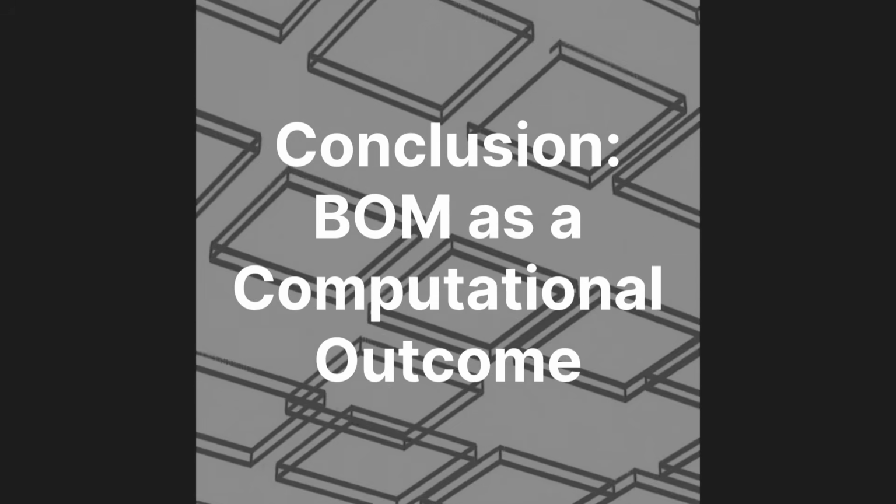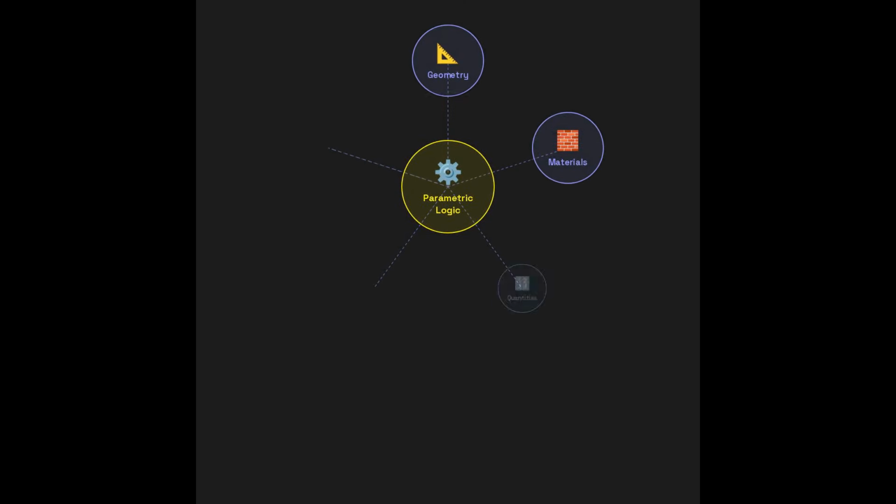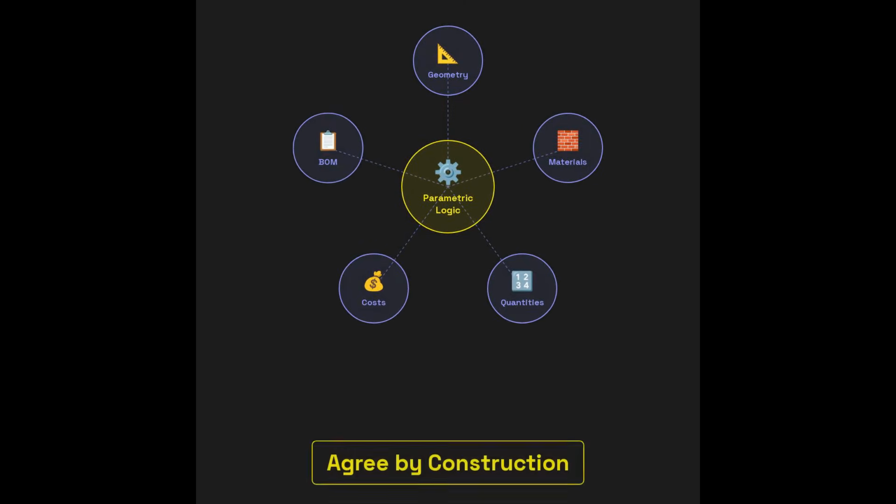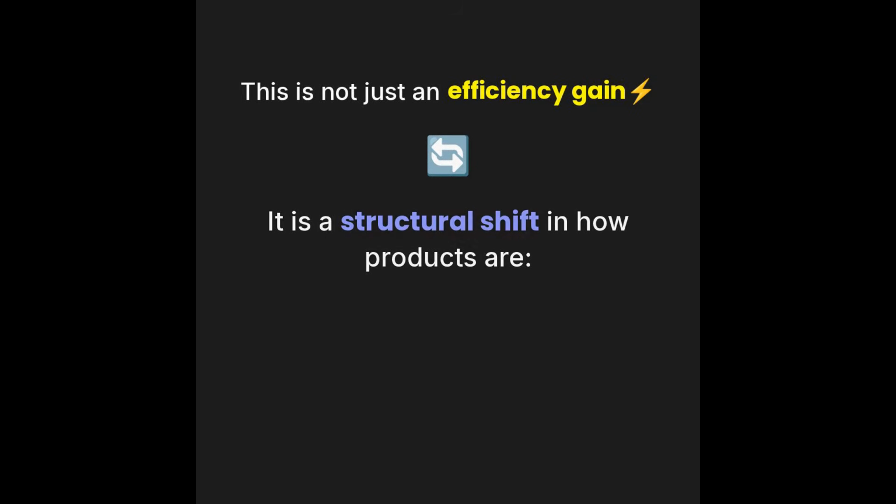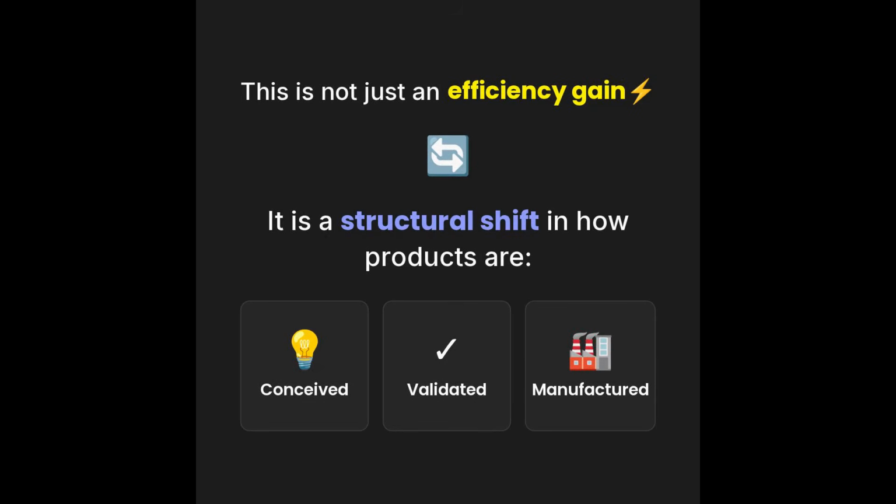Conclusion: BOM as a computational outcome. In BeeGraphy, the bill of materials is not an afterthought. It is the inevitable result of well-defined parametric logic. When geometry, materials, quantities, and costs all emerge from the same computational model, design and production stop arguing. They agree by construction. This is not just an efficiency gain. It is a structural shift in how products are conceived, validated, and manufactured.